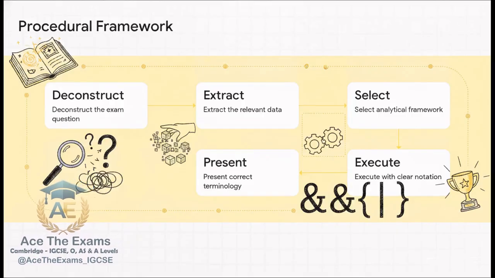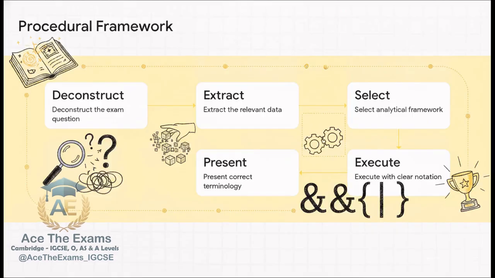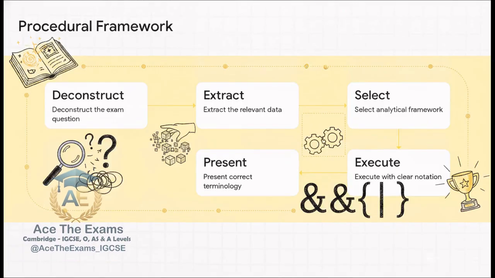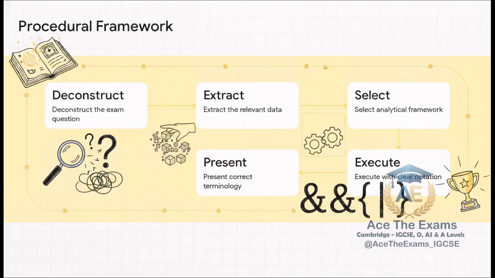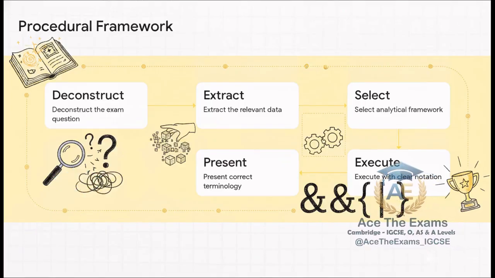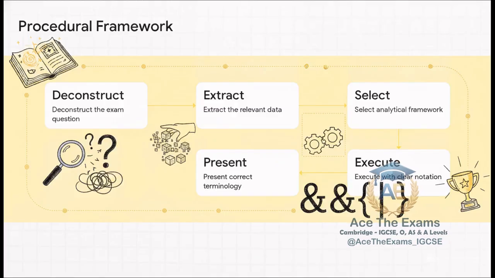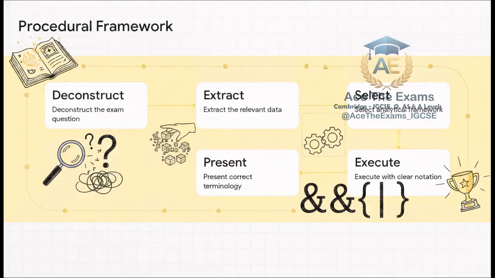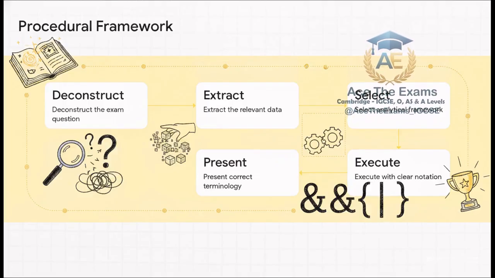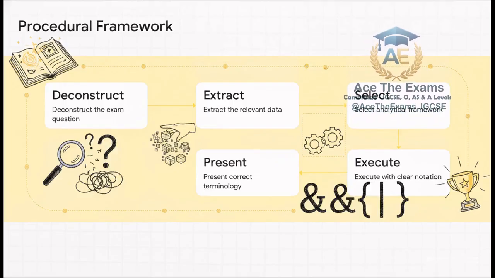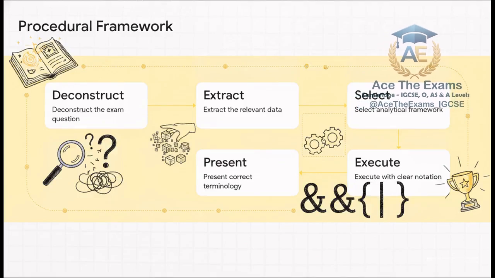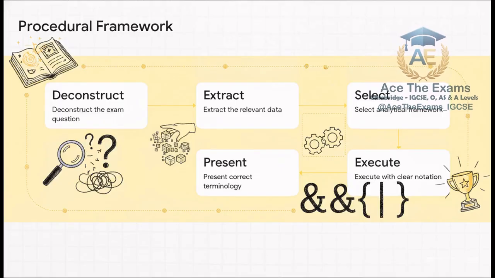Step 2, extract the relevant data from the messy scenario they gave you. Step 3, select your framework. This is where you bring in the PEL framework, point, evidence, explanation, link. Never skip that. Step 4, execute with crystal clear notation. Show the examiner your logical operators. And finally, step 5, present the whole thing using correct, highly specific, syllabus-approved terminology. By strictly and unapologetically following this standardized sequence, you are practically guaranteeing yourself all the process marks, even if your final database output has a tiny glitch.